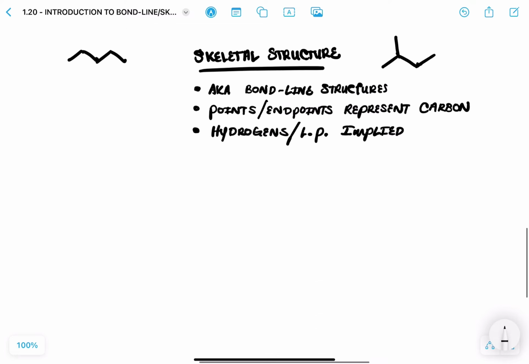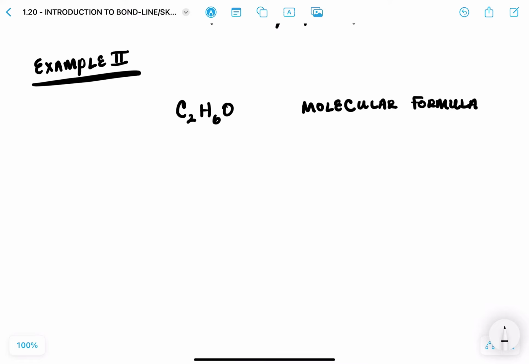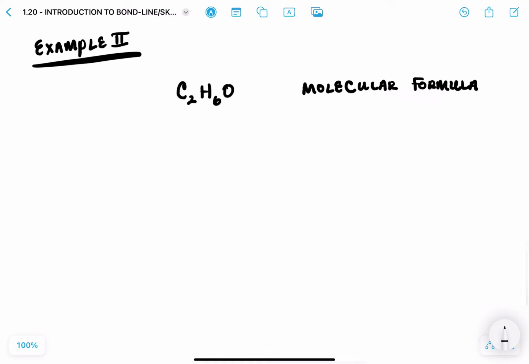So let's do another example. So example 2. We will start with C2H6O. So this is the molecular formula. We're going to draw 2 isomers. And so, again, we're going to get really good at drawing isomers in the later part of the course. But right now, just recognize that there could be multiple ways to draw that molecular formula.